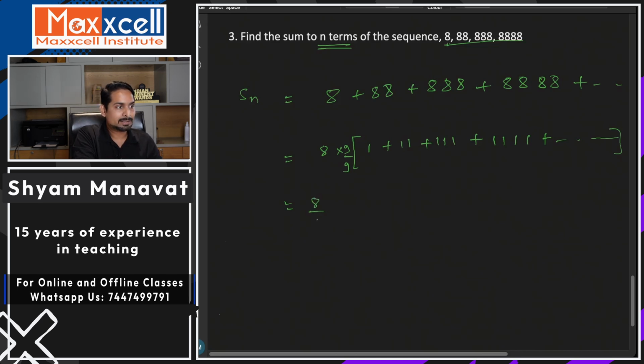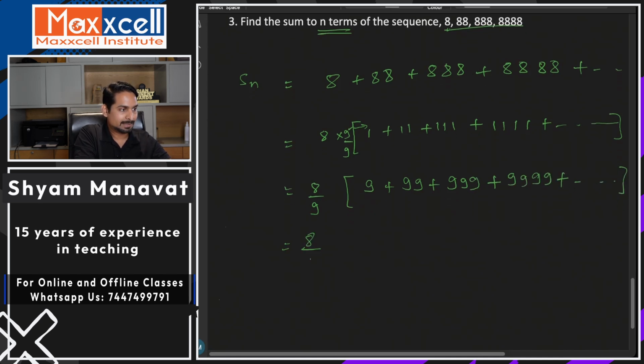Now this denominator 9 you keep it with you, and this numerator 9 you multiply inside the bracket. So inside the bracket it will look like what? 9 plus 99 plus 999 plus 9999. Are you getting this?